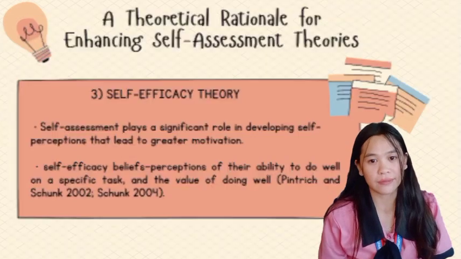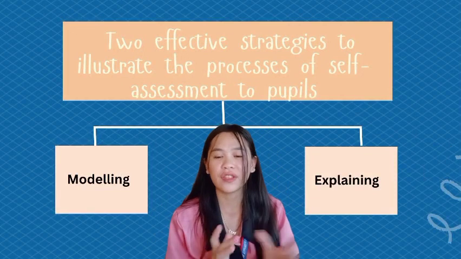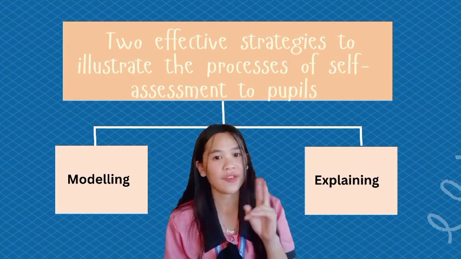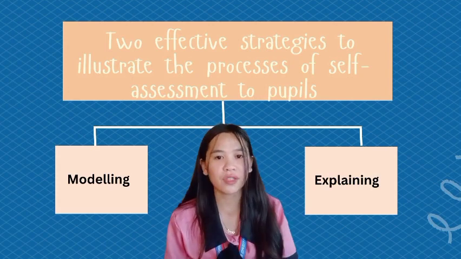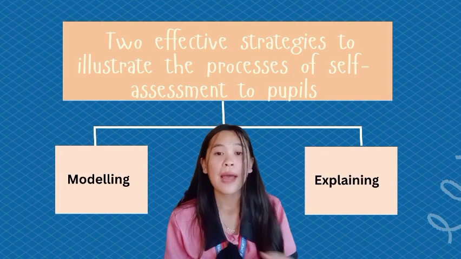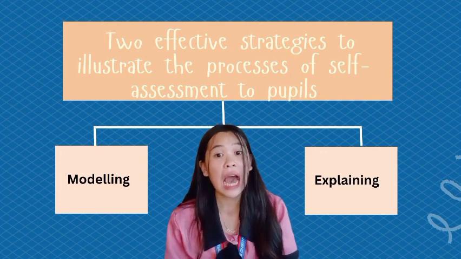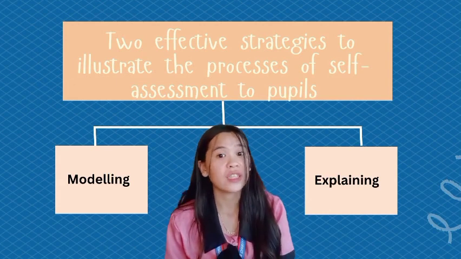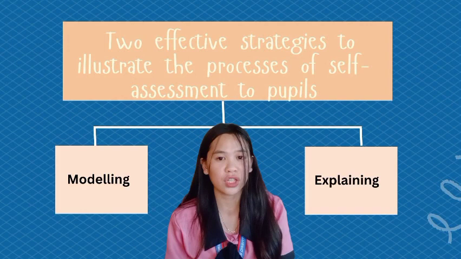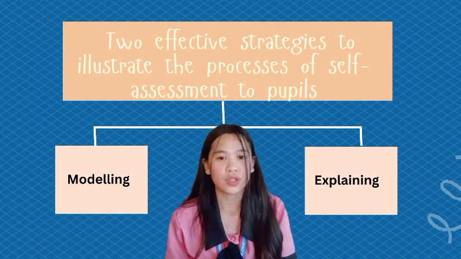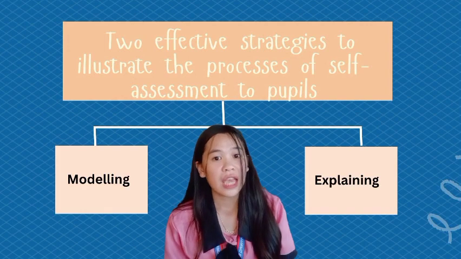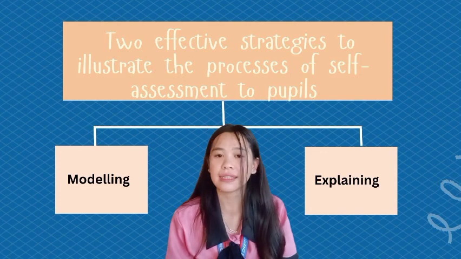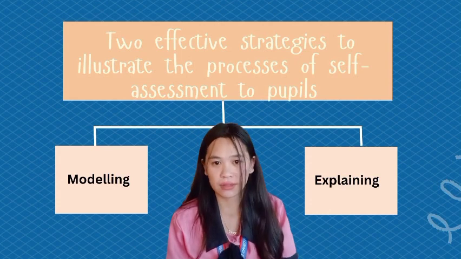According to the book Understanding Assessment in Primary Education, modeling and explaining are two effective strategies to illustrate the processes of self-assessment to pupils, by explaining and showing pupils how to assess the learning of other pupils and generate targets for their development. It provides an opportunity for pupils to ask questions and for you to reiterate key points of the process, such as the link with the learning outcomes and success criteria of the lesson.